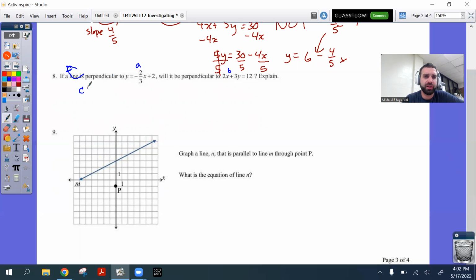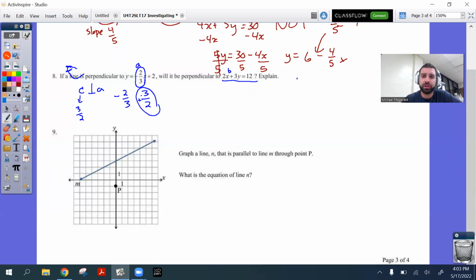So we're given that C is perpendicular to A. How are we going to find out the slope of C? We need to just look at this slope here, this m, and find the opposite reciprocal of it. Opposite reciprocal, I'll say it 1,000 times. Negative 2/3. The opposite reciprocal is going to be 3/2, and it's also going to be positive. So this line C has the slope of 3/2. So will this be perpendicular to this line here as well?